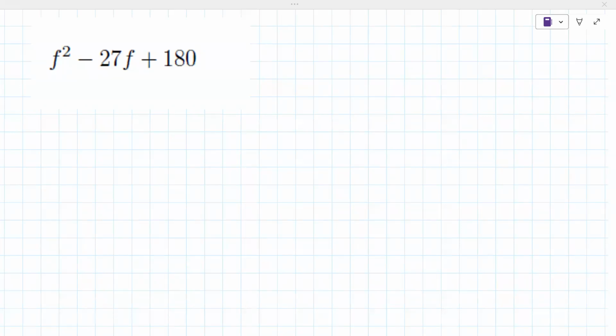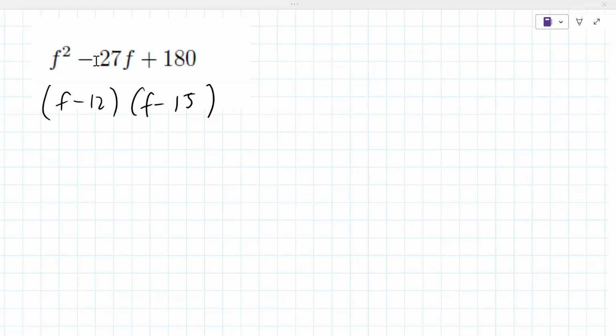F minus 12 and F minus 15. Very good. Okay, so what's the hardest part about these? I think just finding all the factors. Yeah, so these are the easy two cases. The next two types are more difficult. Basically, they're where you're gonna have one positive and one negative.